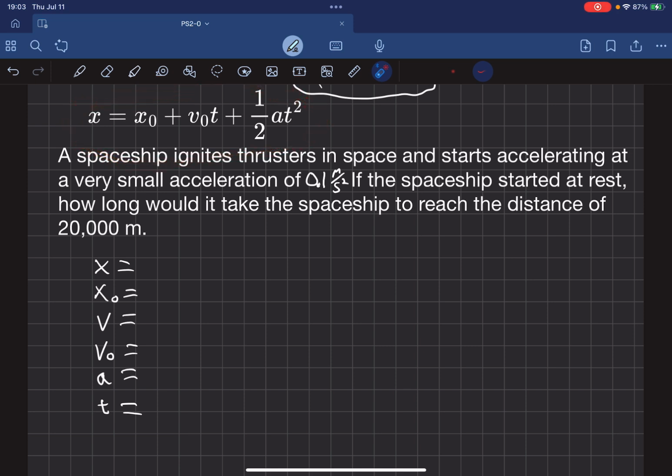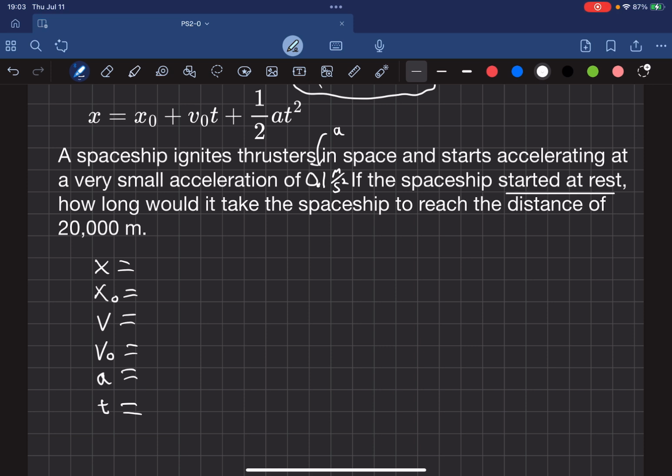Let's read it together. A spaceship ignites thrusters in space and starts accelerating at a very small acceleration of 0.1 meters per second squared. So what did it do right there? It gave you the acceleration. If the spaceship starts at rest, that is a key phrase right there.